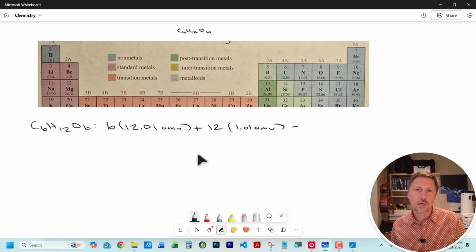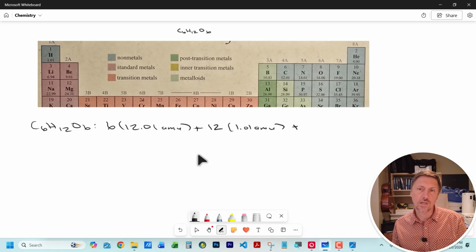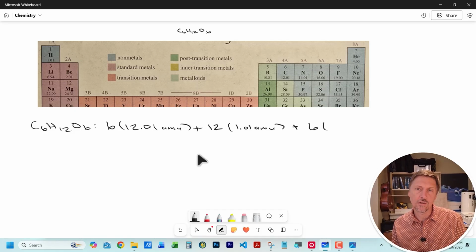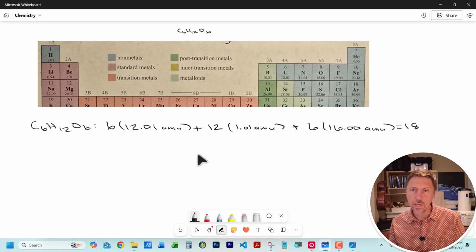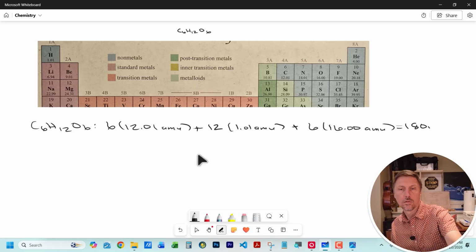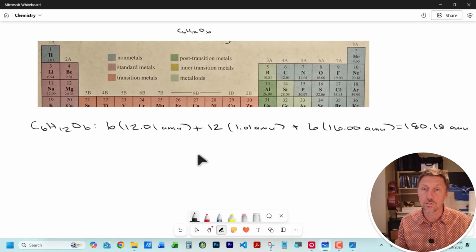And then finally, we're looking at oxygen. Oxygen has an atomic mass of 16 AMU. So we've got 6 oxygens that have an atomic mass of 16 AMU. All right, we do the math, and we get that the mass of a single glucose molecule, C6H12O6, is 180.18 AMU. That's the answer to our first question.